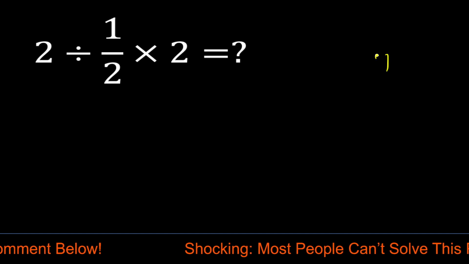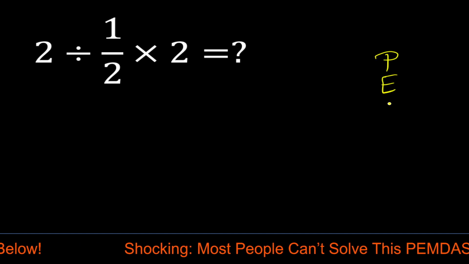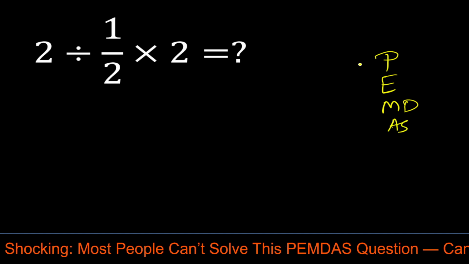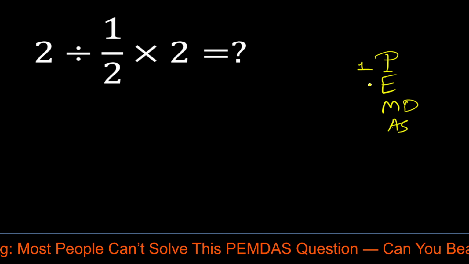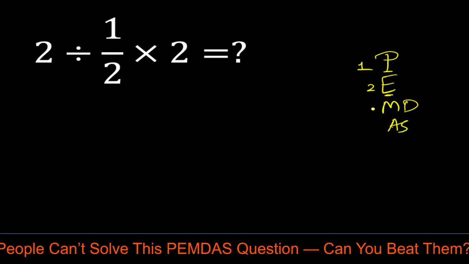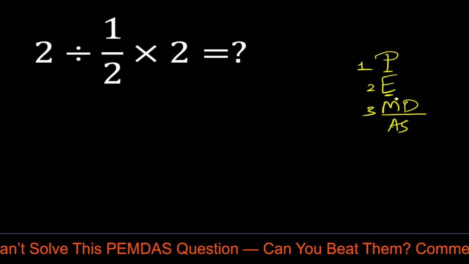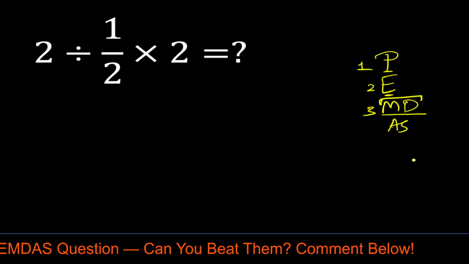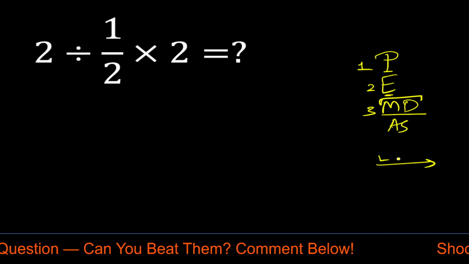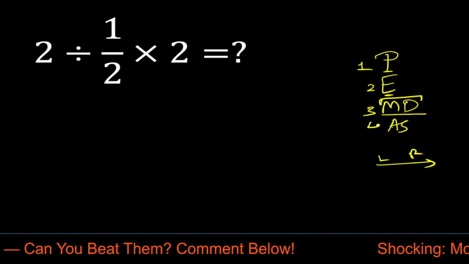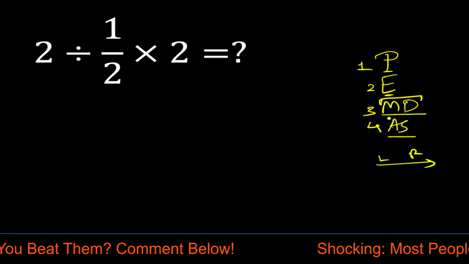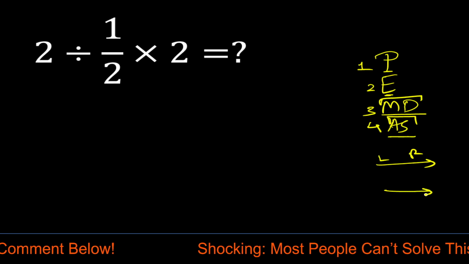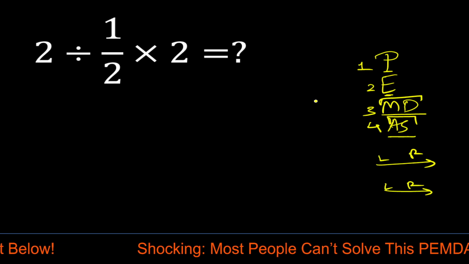So PEMDAS: P, E, M, D, A, S. According to PEMDAS rule, first priority is parenthesis, then second priority is exponent, then third priority is multiplication and division. Here multiplication and division both have equal priority, so we have to solve it from left to right. Then fourth and last priority is addition and subtraction. Also addition and subtraction both have equal priority, so we have to solve it from left to right.